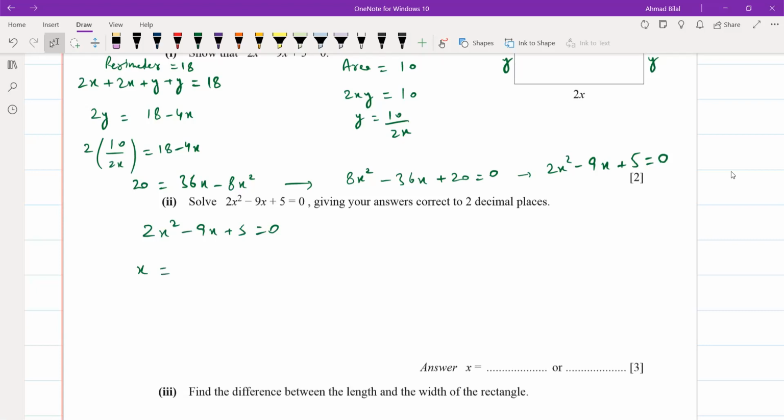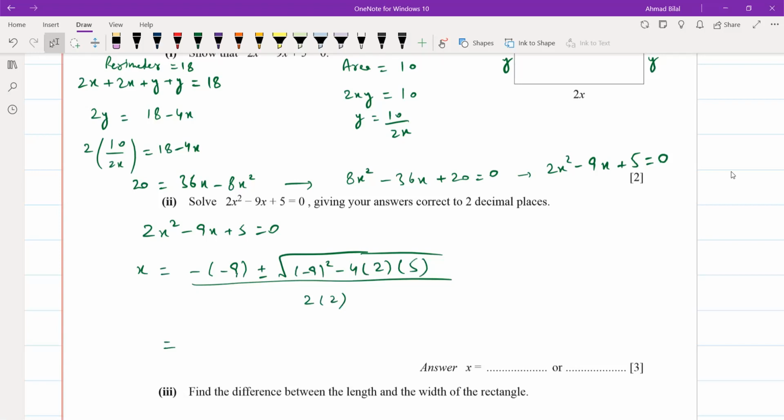Let's apply the quadratic formula. We have minus into minus 9 plus minus square root of minus 9 ka whole square minus 4 into 2 into 5 divided by 2 times 2. इसका आप evaluate कर लोगे, you'll get 2 results. तो आप देखें क्या आते हैं. So you should be getting 3.85 and 0.65. या आपके पास 2 results वहां से आ जाएंगे. ठीक है, so you should be able to do this yourself.